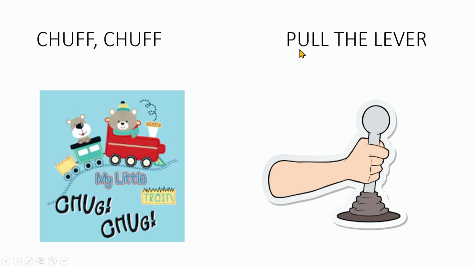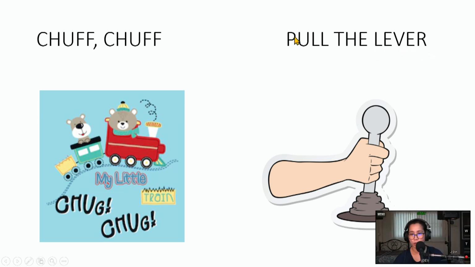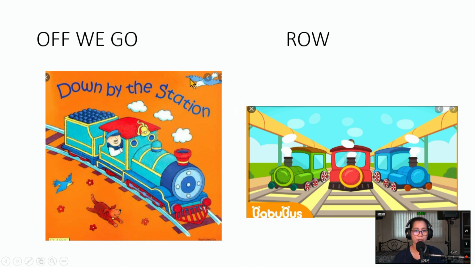Okay, so let's read the words. Pull the lever. Again, pull the lever. Spell pull. P-U-L-L. Pull. Spell the. T-H-E. The. Lever. L-E-V-E-R. Lever. Pull the lever. Again, pull the lever. So did you get it? So again, review. What sound does the train make? Chuff, chuff. How about this one here? This is called what? Pull the lever. Okay, next.